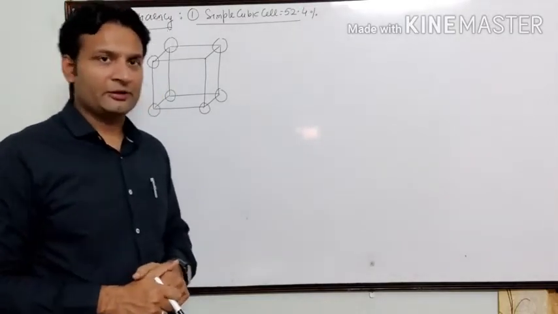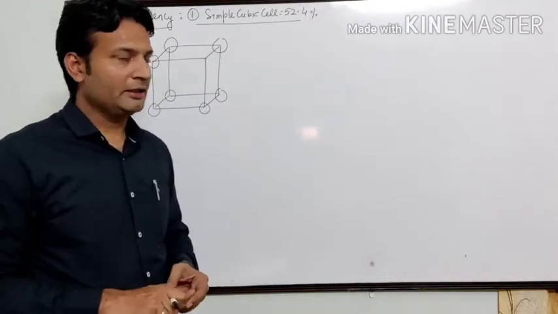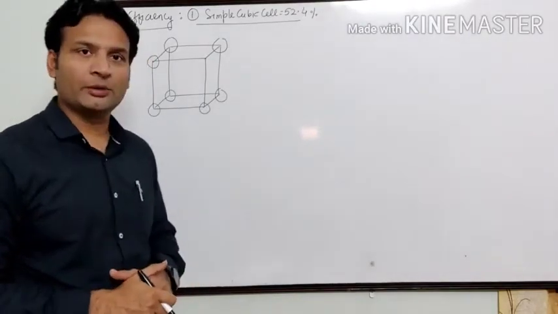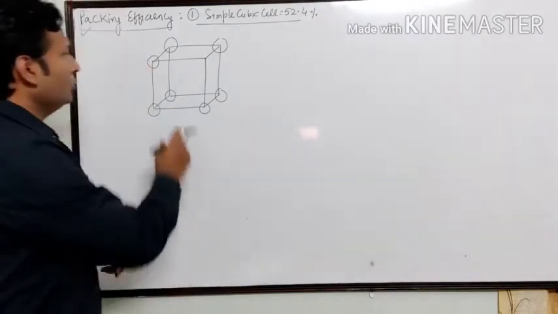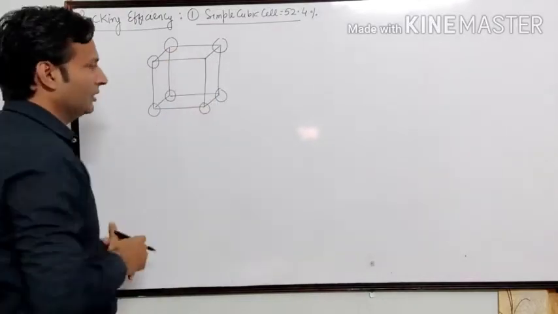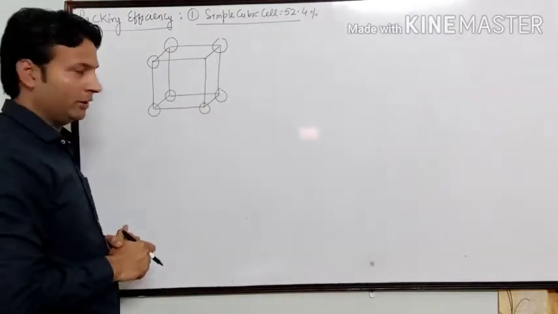Let's start with our first structure or first unit cell, that is the simple cubic unit cell. As you know, in the simple cubic unit cell, the particles are only present at corner.